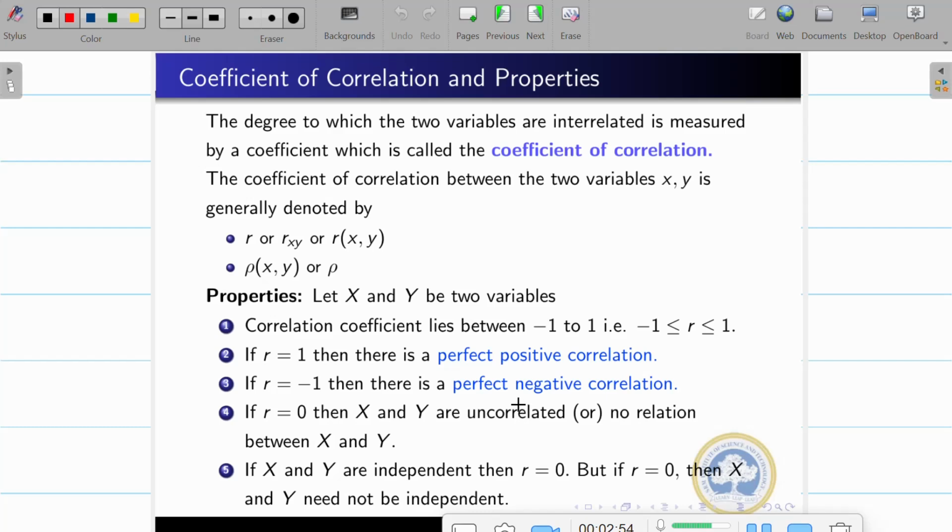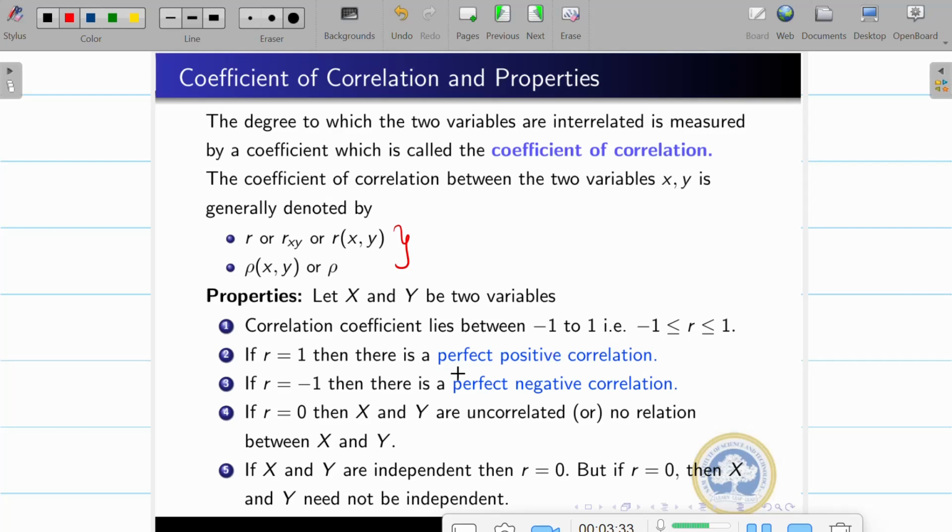We are supposed to calculate the coefficient of correlation. The degree to which the two variables are interrelated is measured by a coefficient called the correlation coefficient, represented by r, or rxy, or r of x comma y. In some textbooks they use rho of x comma y, or rho. These all represent the coefficient of correlation. A property of the correlation coefficient is that its range is minus 1 to 1. It cannot be beyond this range.